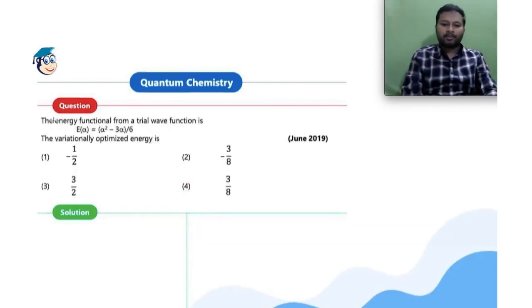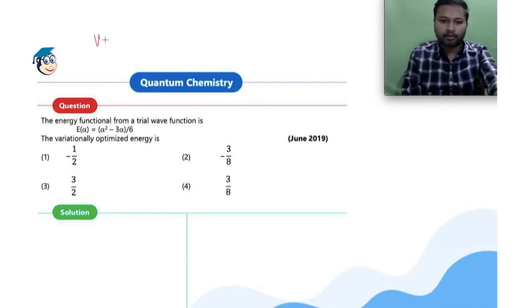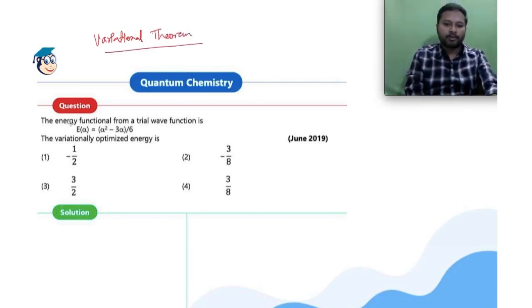Let's talk about the next question asked from quantum chemistry in the exam. The previous one was from the particle in a one-dimensional box. The other question is from the variational theorem. What does the question say? The question says that the energy functional from a trial wave function is given by this equation: E of alpha equals alpha square minus 3 alpha by 6.